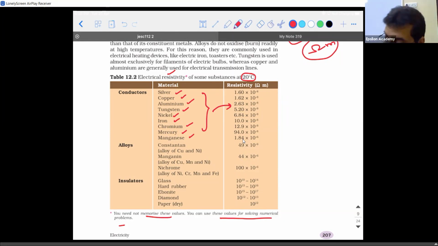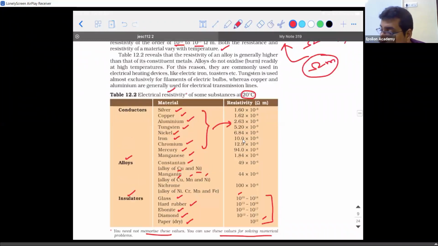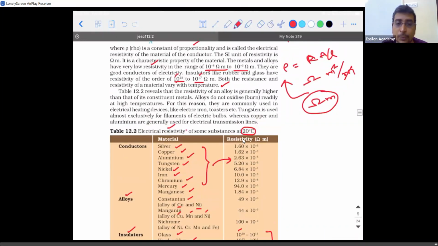Similarly, when you talk about alloys, you have constantan, which is a mixture of copper and nickel. You have manganin, which is a mixture of copper, manganese and nickel. You have nichrome wire, which is a mixture of nickel, chromium, manganese and iron. These are all alloys, which are also good conductors of electricity. So depending on the requirement, these alloys are used in real-time applications. Similarly, what are all the insulators? You have glass, hard rubber, ebonite, diamond and paper. They all have resistivity in the range of 10 power 10 to 10 power 12. They have given it here, 10 power 12 to 10 power 17.